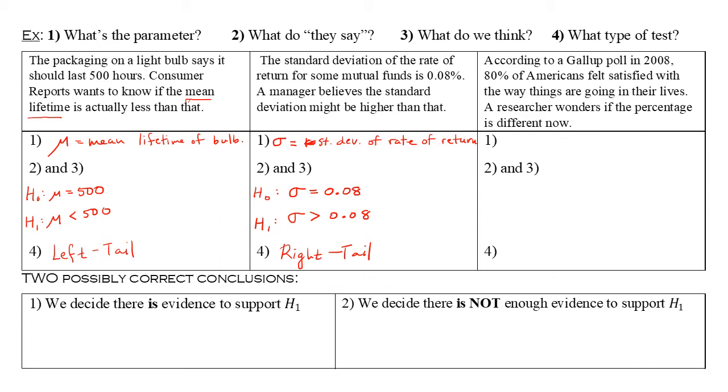According to a Gallup poll in 2008, 80% of Americans felt satisfied with the way things are going in their lives. A researcher wonders if the percentage is different now. Now notice here we're looking at a percentage of Americans that felt satisfied with the way things are going in their life. So here we're talking about a proportion. So here P represents a proportion of Americans who feel satisfied with their life.